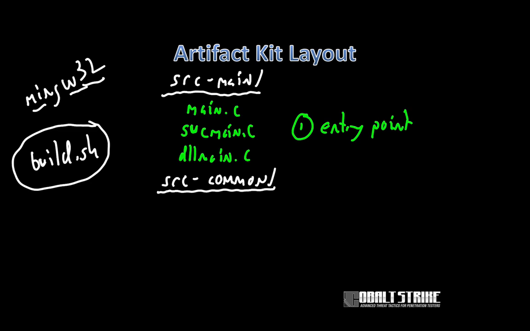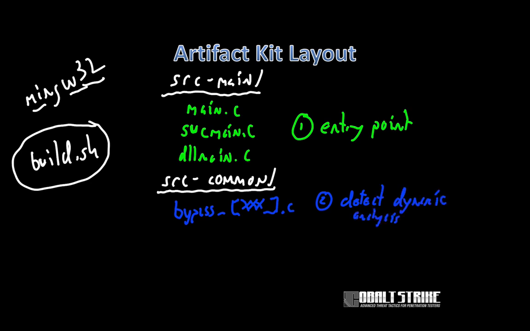The next one we have for each artifact kit option is a C file that is bypass something.c. What this is responsible for is taking steps to defeat the dynamic analysis. So this is where your AV sandbox bypass steps come into play, in this particular file. And there's a few different strategies that are in the artifact kit.